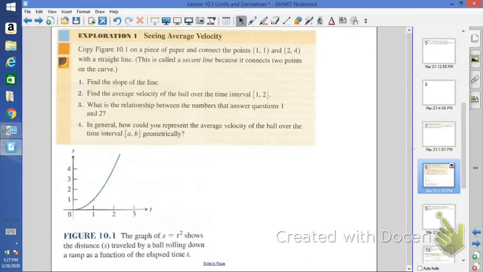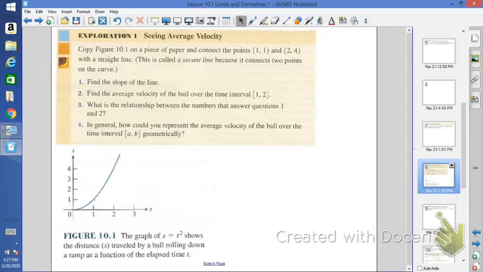Alright, here are the next couple examples. We're going to connect what we've done algebraically with average velocity and instantaneous velocity to its geometric or graphical representations.